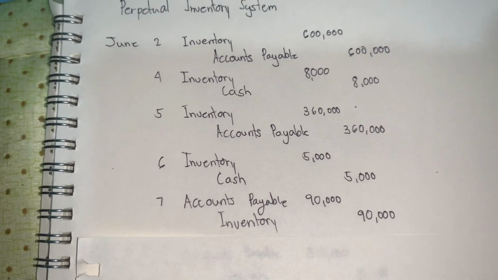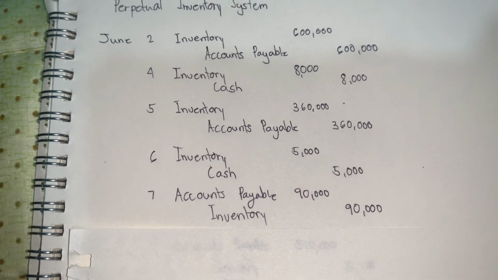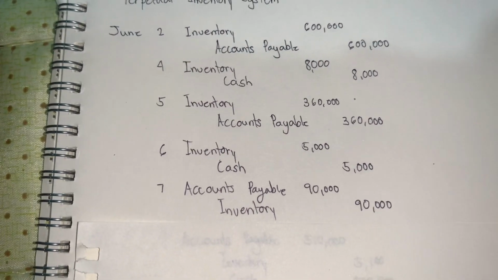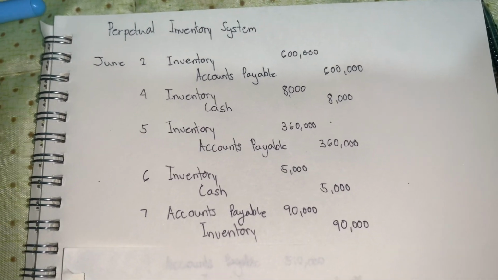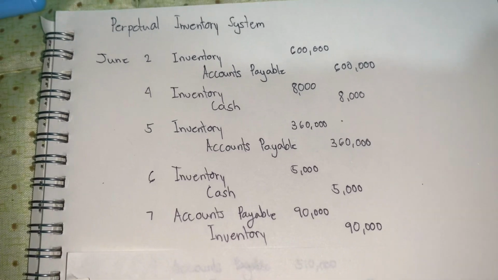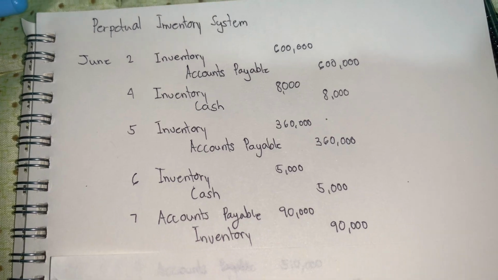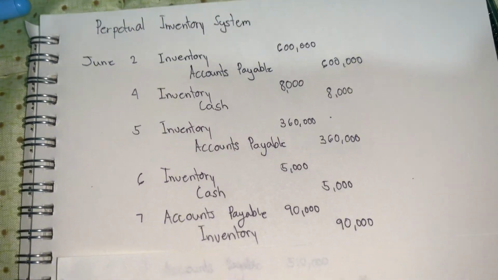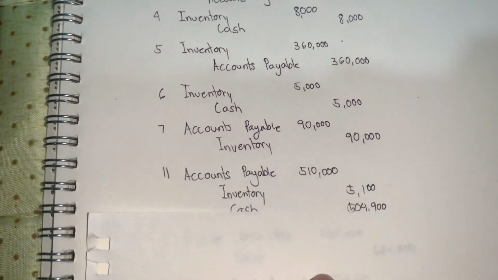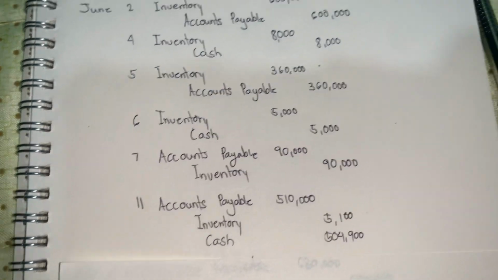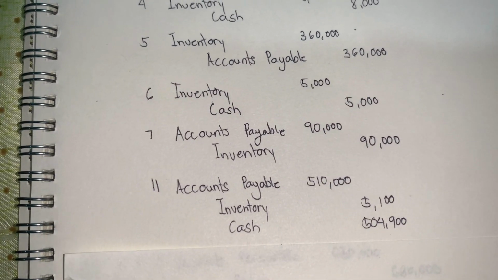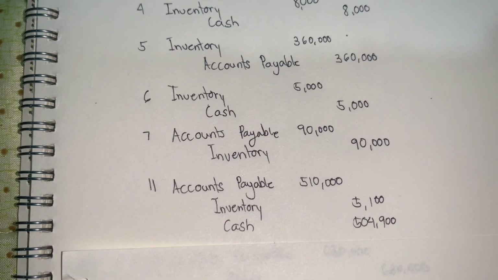It's because under perpetual, the cost of returned goods is removed directly from inventory. So instead of using other accounts, we decrease inventory. So we debit accounts payable 90,000, and we credit inventory by 90,000. So our entry for June 11 is paid for tires purchased on June 2. So here's our entry. We debit accounts payable by 510,000, and we credit cash and inventory, so 504,900.